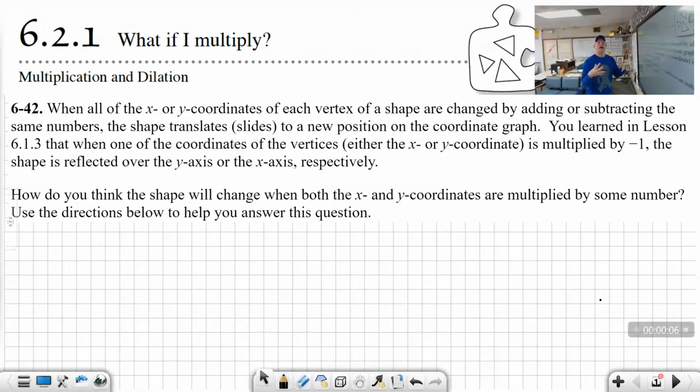6.2.1, What If I Multiply? Now, in the previous lessons, we've been doing rigid transformations. When you do a slide, same shape, same size, same direction. When we did a turn, it was same shape, same size, different direction. When we did a flip, same shape, same size, opposite direction. Today, we are going to be multiplying and we're going to see what happens with those shapes.